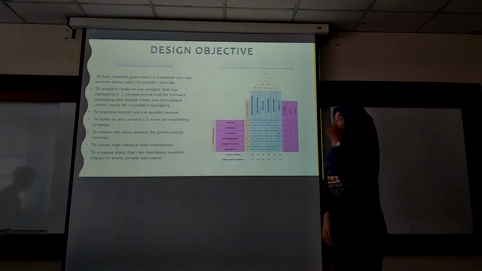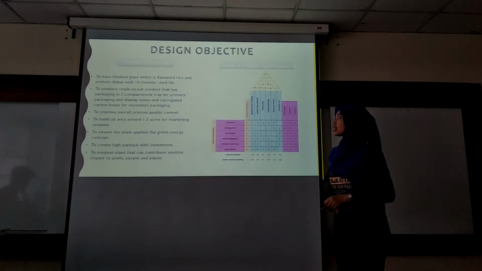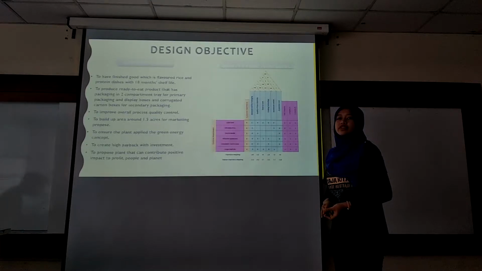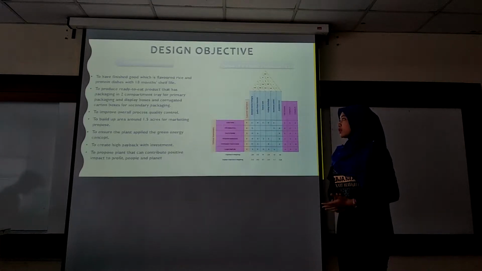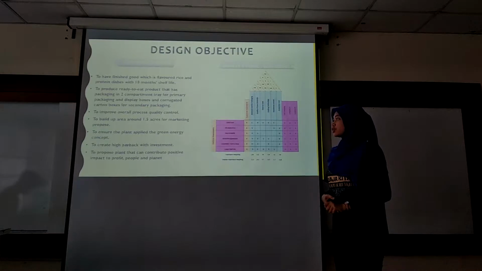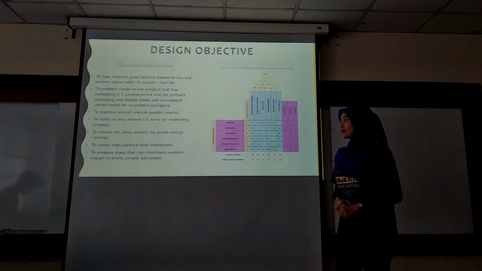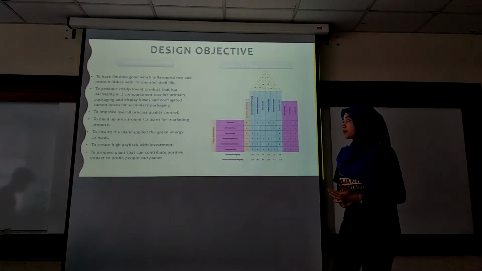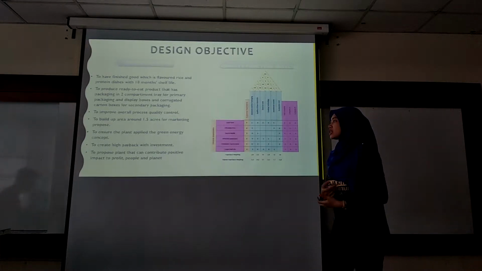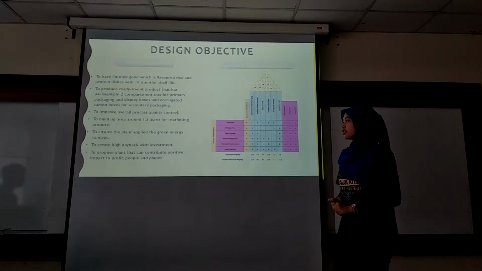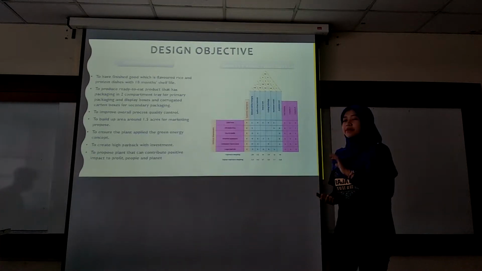Next, we need to produce a ready-to-eat product that has packaging in 2 compartments for primary packaging and display boxes and corrugated cardboard box for secondary packaging. We need to improve the overall process quality control and also to build up an area around 1.5 acres for marketing purposes. Next, we need to ensure the plant applies the green energy concept and to create high payback with investment. And lastly, we need to propose a plan that can contribute positive impact to profit, people and planet.